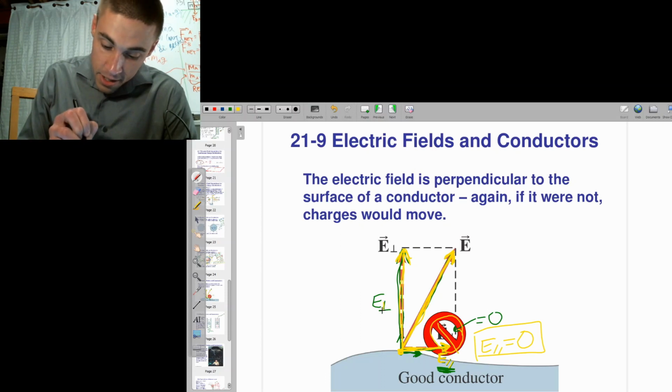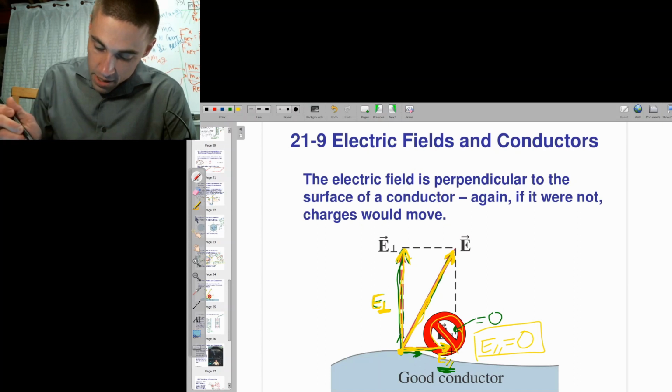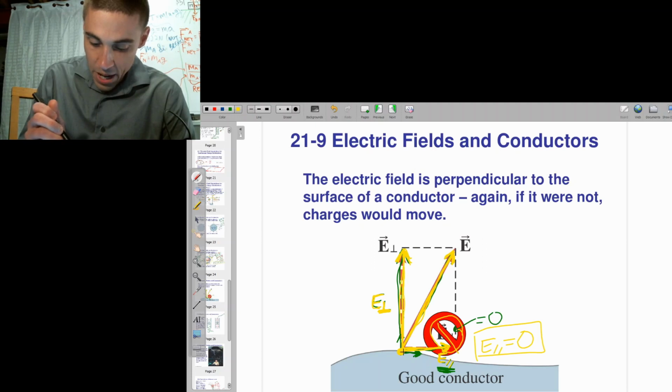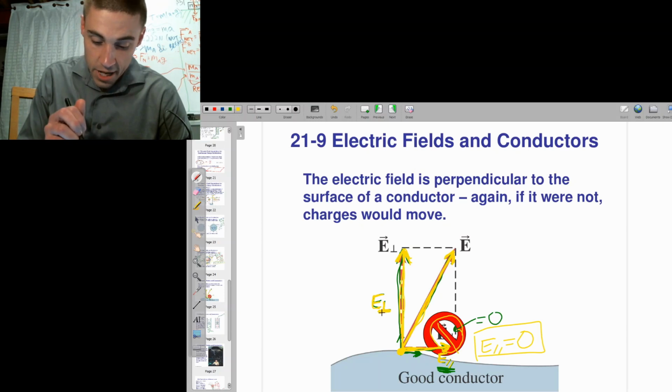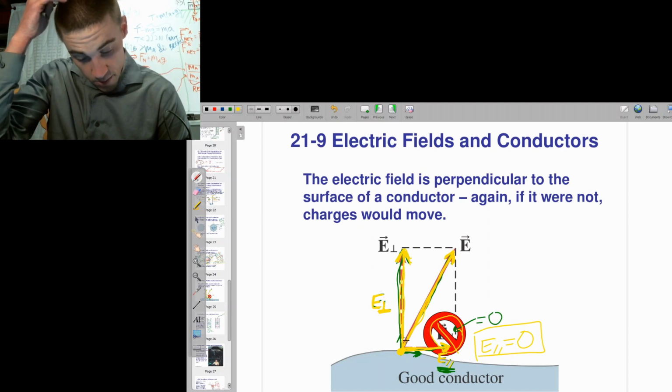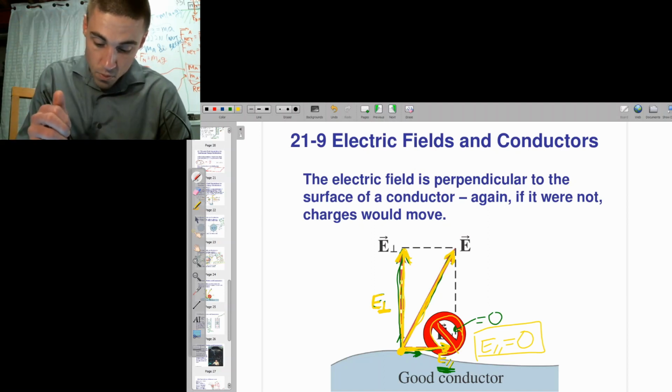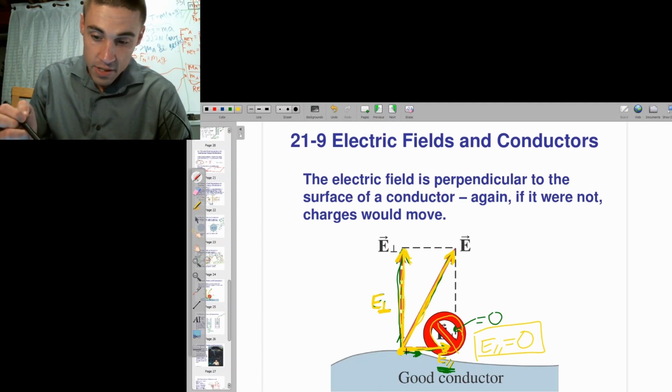Now, E perpendicular is non-zero. That's important because there cannot be an electric field parallel to the surface, since then we wouldn't be in an electrostatic case; the charge would move. There can be an electric field perpendicular to the surface because the charge is bound to the surface. It can't just hop off. So it's totally fine that E perpendicular is non-zero. That's a good thing to know about the boundary conditions at conductors.